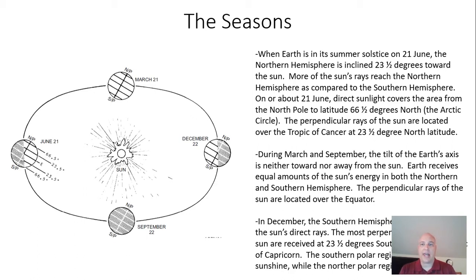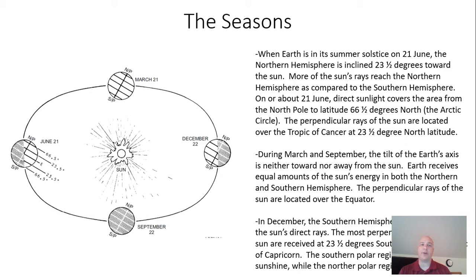As we move along, when we talk about the sun's rays or angles of incidence, how direct are those solar rays? When we're talking about the summer solstice, more of the sun's rays reach the northern hemisphere as compared to the southern hemisphere. And direct sunlight on June 21st covers the area from the North Pole all the way down to latitude 66.5 degrees north, the Arctic Circle. The most perpendicular or direct rays of the sun on June 21st are located over the Tropic of Cancer at 23.5 degrees north latitude.